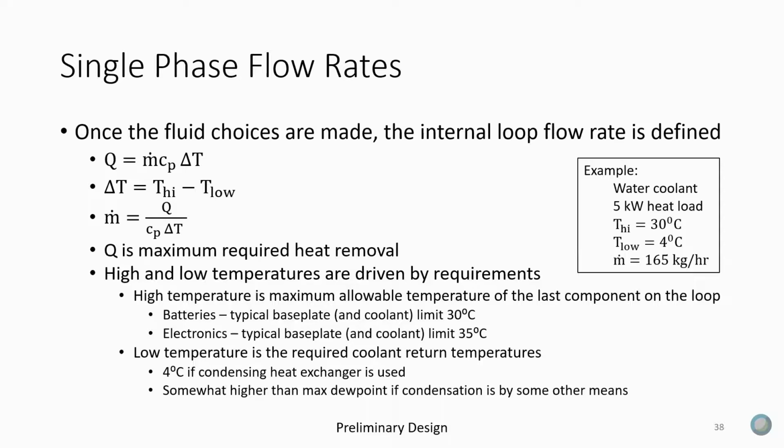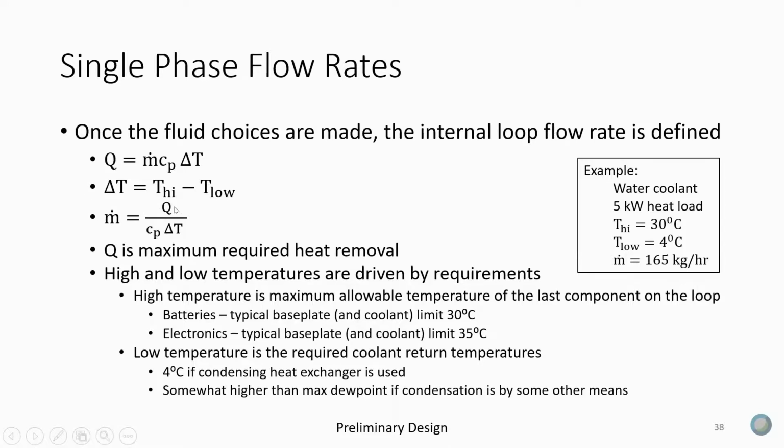So for example, over here on the right, we've got water coolant with a 5 kilowatt heat load. I took the low temperature as 4 centigrade. That's assuming that you've got a condensing heat exchanger. The 4C is about the temperature you need to use for a condensing heat exchanger. Took the high temperature of 30C. That's a battery base plate temperature. Our batteries don't like to get too hot, so you can take that as a base plate temperature.